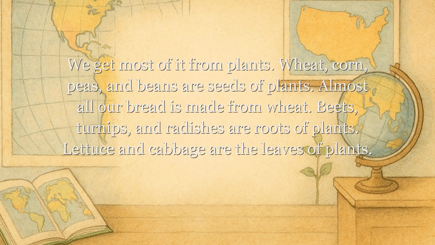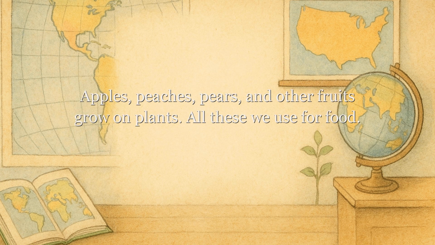We get most of it from plants. Wheat, corn, peas, and beans are seeds of plants. Almost all our bread is made from wheat. Beets, turnips, and radishes are roots of plants. Lettuce and cabbage are the leaves of plants. Apples, peaches, pears, and other fruits grow on plants. All these we use for food.